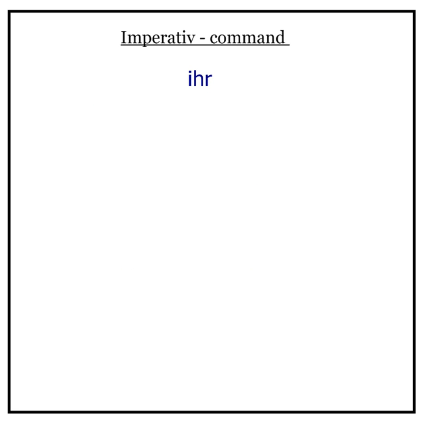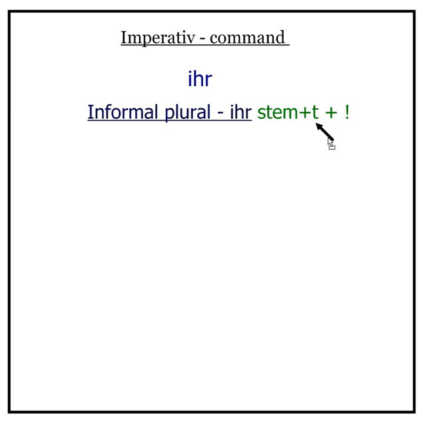Ihr. Informal, you, plural. Here's our formula. Stem plus t, which is the conjugation to ihr, plus our exclamation point at the end. For the informal plural ihr, conjugate to ihr. Look at the verbs we conjugated last time. What's the conjugation of essen to ihr? Ihr esst.